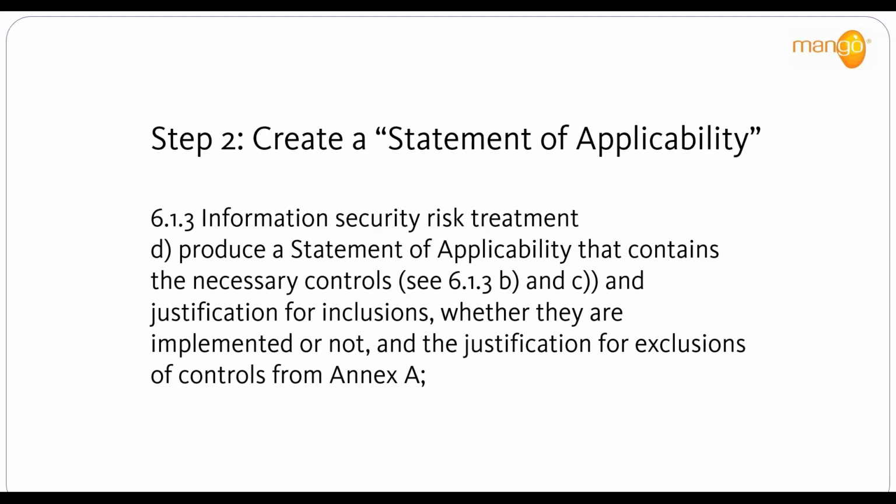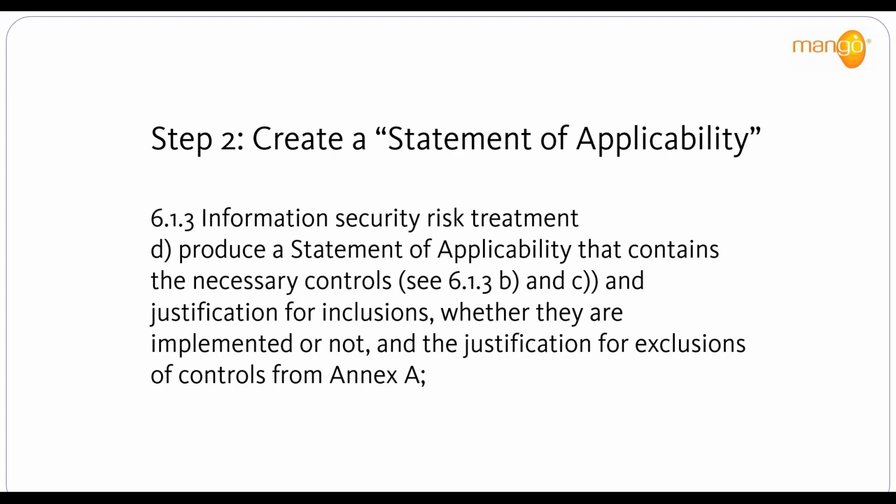So that's step 1. Step 2, your next thing you need to do, obviously you've bought the standard, is grab the standard and go through Annex A and put Annex A into maybe a spreadsheet, or if you're using Mango, use the compliance module. ISO 27001 is clause 6.1.3. Produce a statement of applicability that contains the necessary controls and justifications for inclusions, whether they are implemented or not, and the justification for exclusions of controls from Annex A.